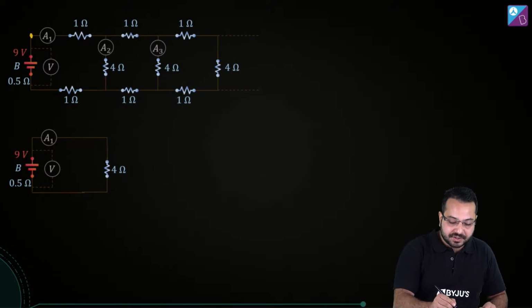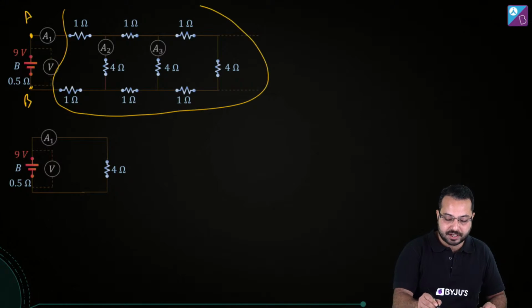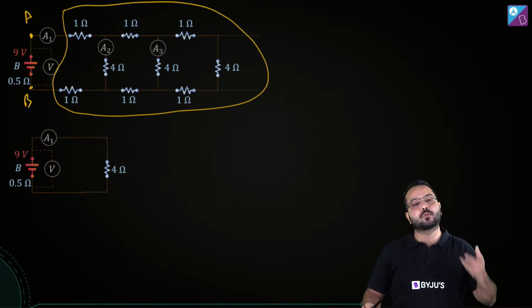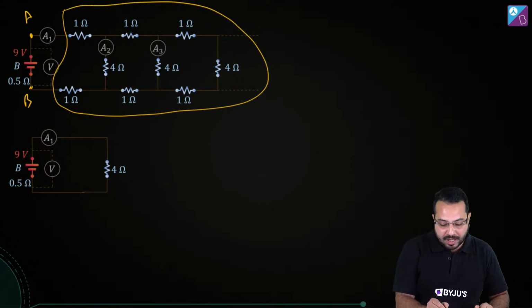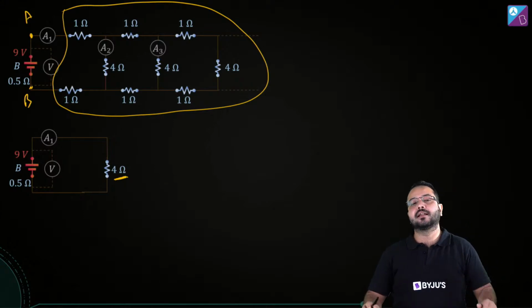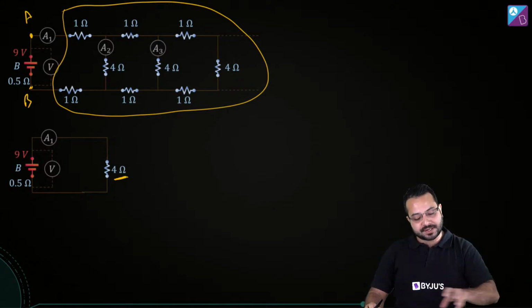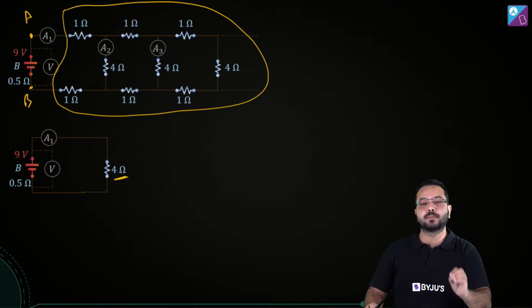Once we have figured that out, we are going to go back into our circuit. And then between these 2 points A and B, this entire circuit, what is the equivalent resistance? The equivalent resistance is 4 ohm. So I have redrawn it in this circuit like this. Is that correct? So the circuit has reduced to this simple circuit.